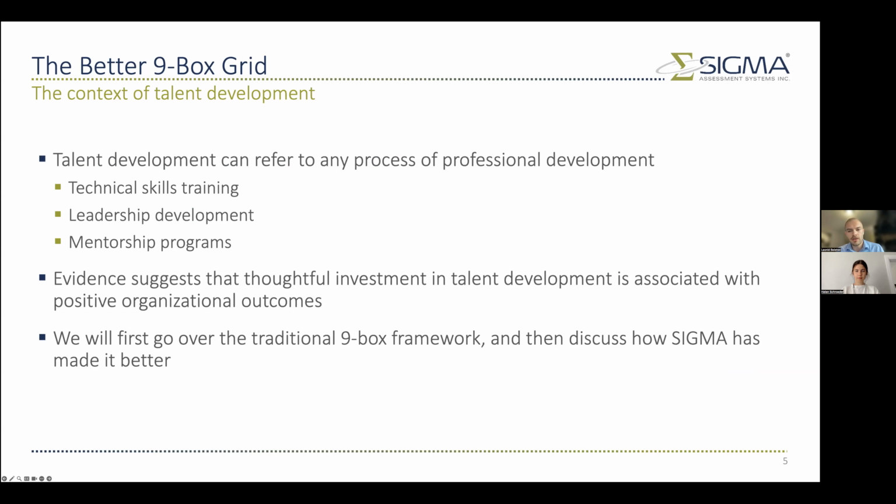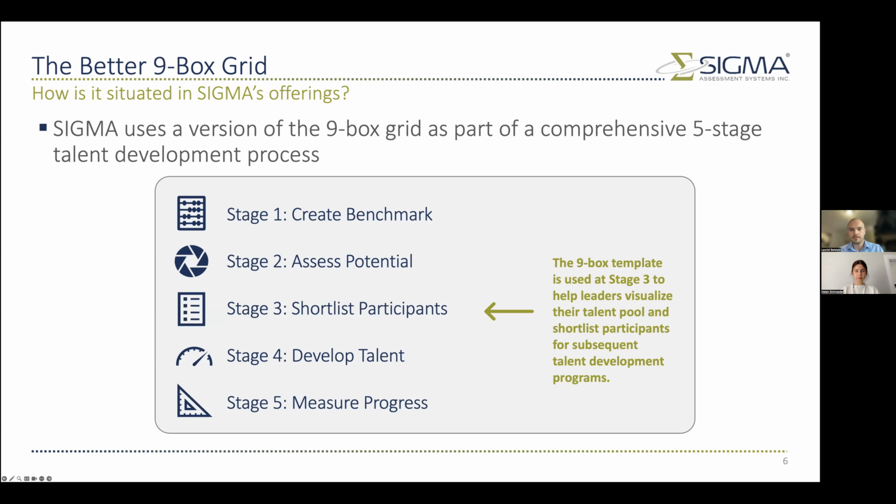Evidence generally suggests that thoughtful investment in talent development is associated with positive organizational outcomes, of course, as long as resources are allocated properly. So today we'll first go over the traditional 9-box framework, and then we'll discuss how Sigma has made some changes there.